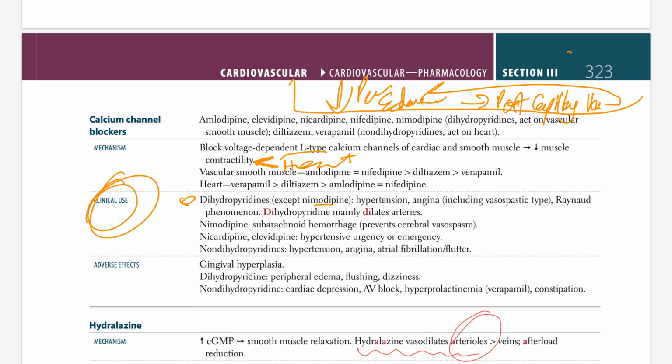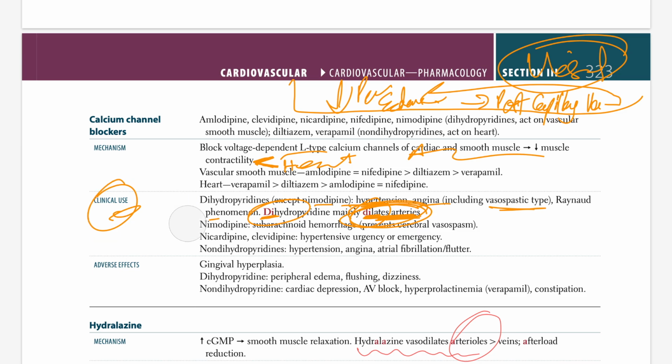Dihydropyridines, except nimodipine, are used in hypertension, angina, including vasospastic angina, and Raynaud phenomenon. Dihydropyridine mainly dilates arteries, arteriolar vasodilation and all that. While nimodipine, high yield, and you will see this in CNS, is used in subarachnoid hemorrhage. Why? Because it's going to prevent cerebral vasospasm.